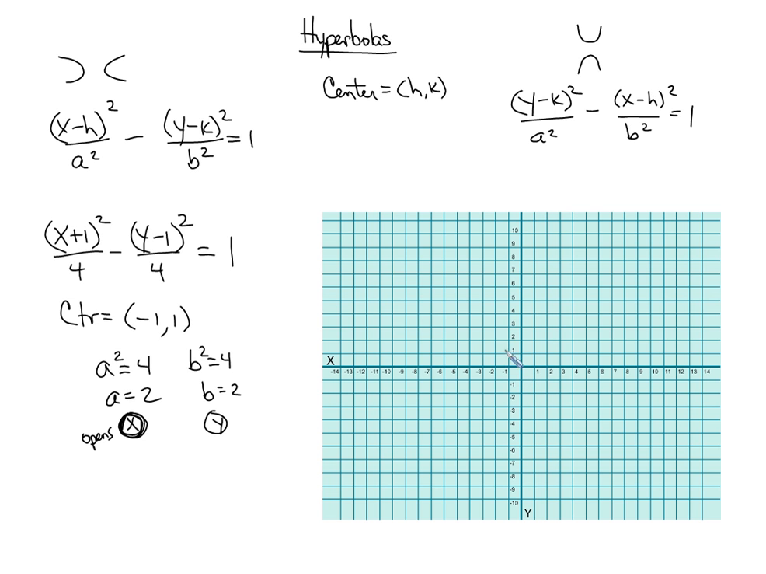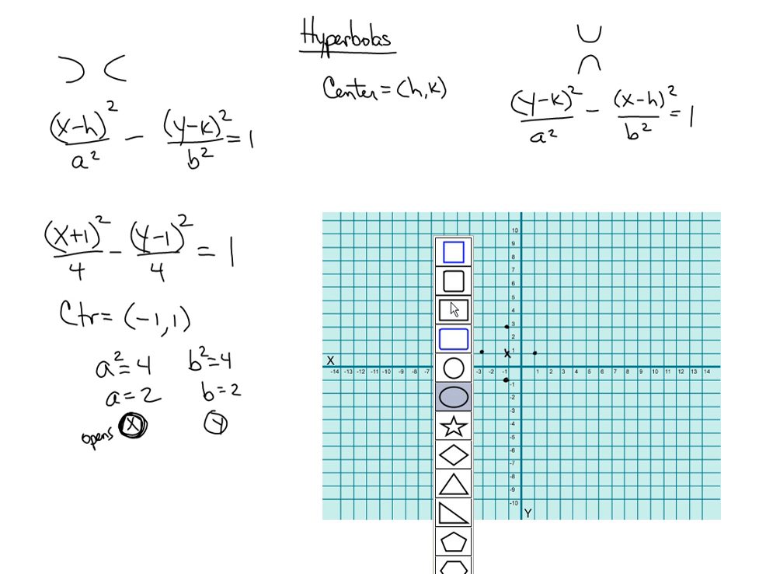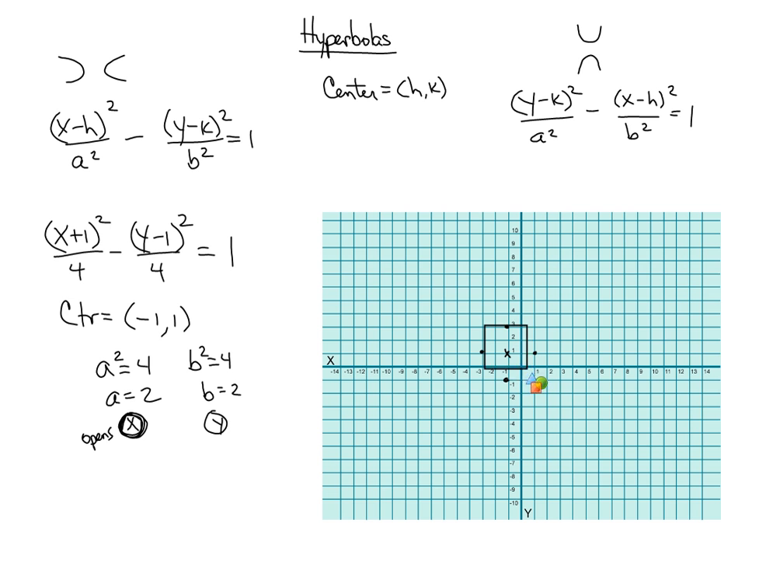So our center is at negative 1, 1 right there. I go 2 to the right. I go 2 to the left. I go 2 up. I go 2 down. Now I draw my box. Now I draw my diagonals. And it's going to open in the x direction, so it starts there and goes this way. Make sure it hits the box. It starts here and goes this way. Make sure it hits the box. There's our graph. We're done with that part.